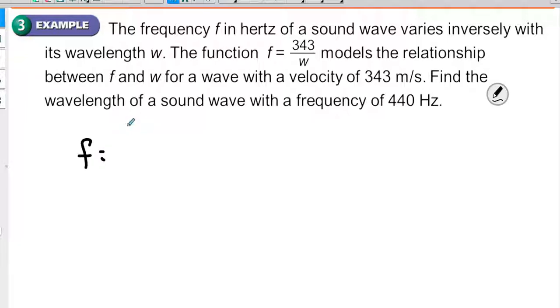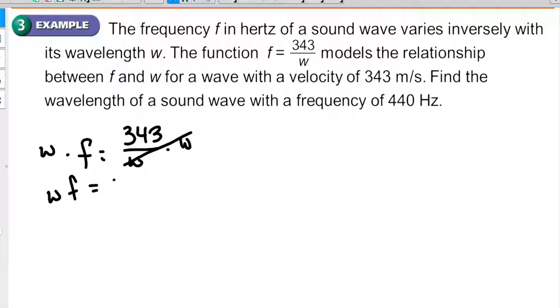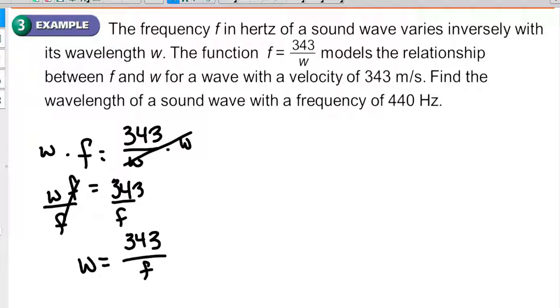So f equals 343 divided by w. Well, right now my w is in the denominator. That's no good. I need to get it by itself. So first things first, since it's down in that denominator, I want to get it out of there. So I'm going to multiply both sides by w. It cancels on the right, and I'm left with wf equals 343. I'm still solving this for w, so I need to divide both sides by f. And now we have the formula w, the wavelength, equals 343 divided by f, the frequency.